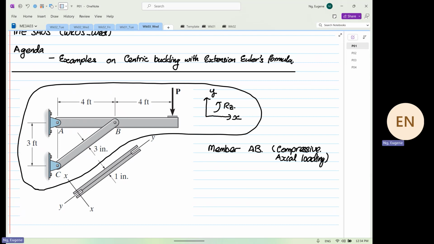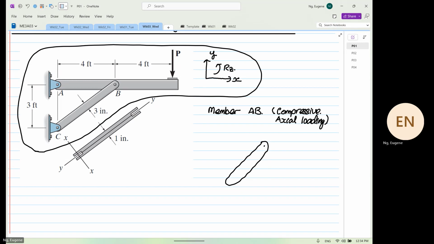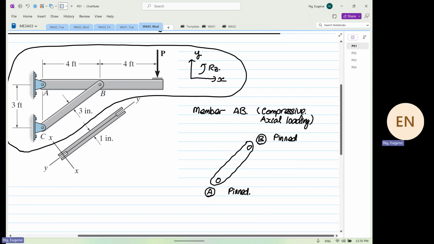Okay. So if I just sketch this diagram now, you have point A and you have point B. And by looking at the diagram, both of them are what? Both of them are pinned.